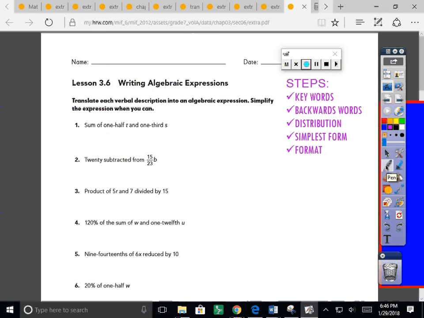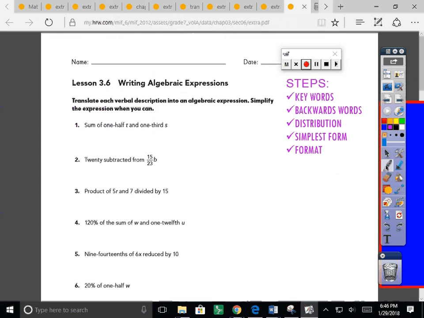Today, as 7th grade math students, I'm going to have you do some review of writing algebraic expressions. This comes from lesson 3.6 in our Math in Focus Course B book. And again, we're writing algebraic expressions, which means I'm expecting to see some variables, and I'm expecting to see you simplify when possible.